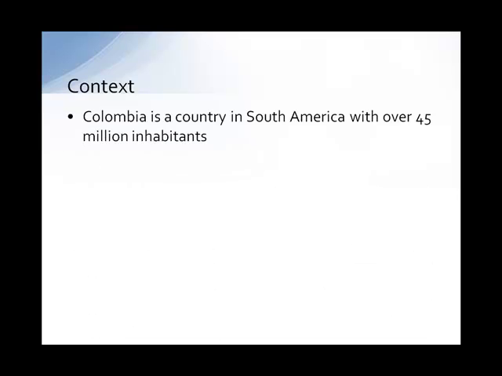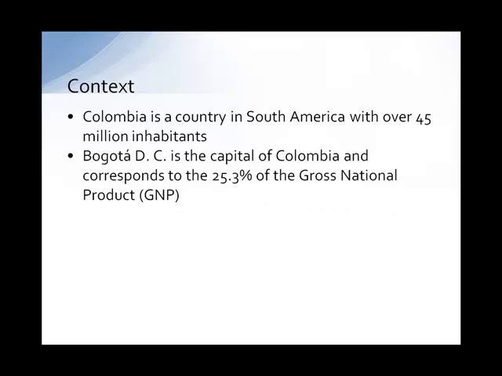Let us first analyze the context and importance of this work. Colombia is a third world country in South America with over 45 million inhabitants. Bogotá is the capital of Colombia and it corresponds to 25.3% of the gross national product. It is important to remark that Bogotá is a city surrounded by mountains with a great concentration of clouds in the metropolitan area. Additionally, Bogotá's characteristics such as weather, pressure, and wind conditions may have a great effect on the dispersion of denser-than-air gases because of its geography and global localization.